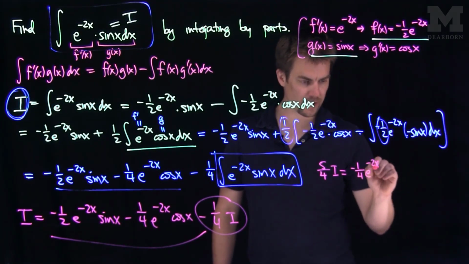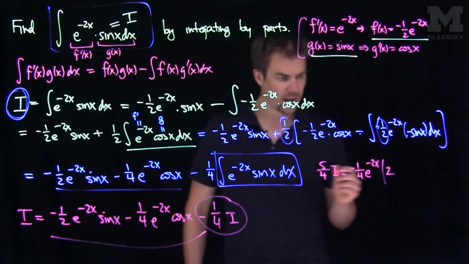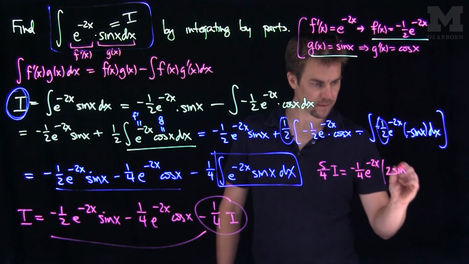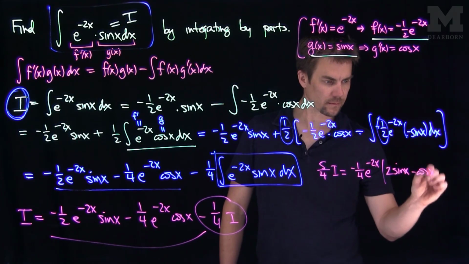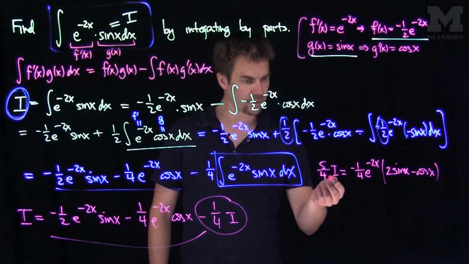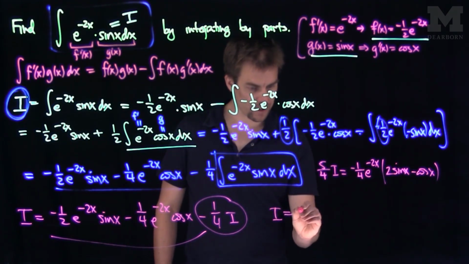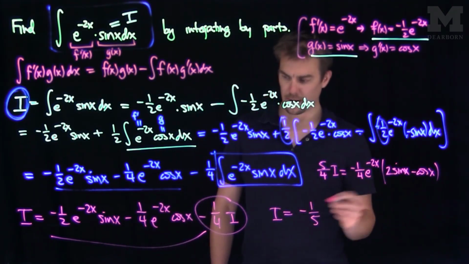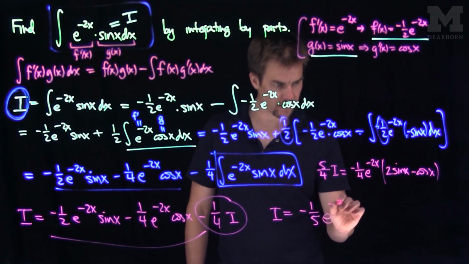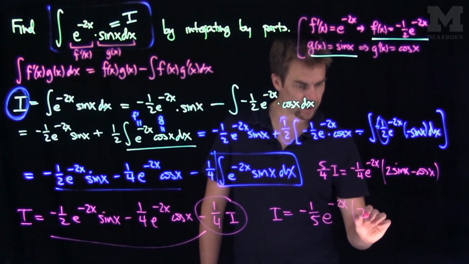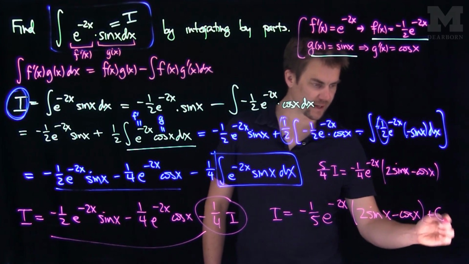Pulling out e to the negative 2x, what we have over here is a factor of 2 times sine x, minus cosine x. When I take the reciprocal, the 4's are going to cancel. That tells me that our integral I is equal to negative 1/5 e to the negative 2x times 2 sine x minus cosine x, plus a constant C.